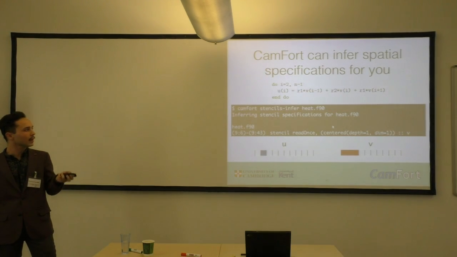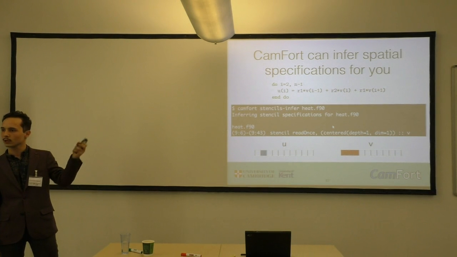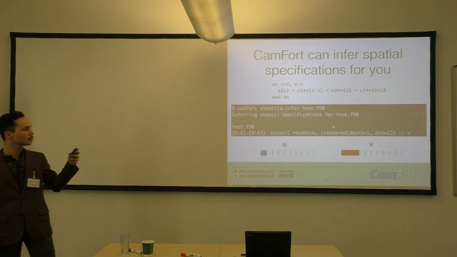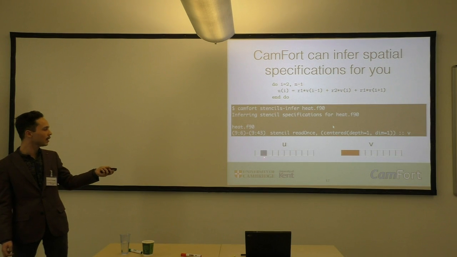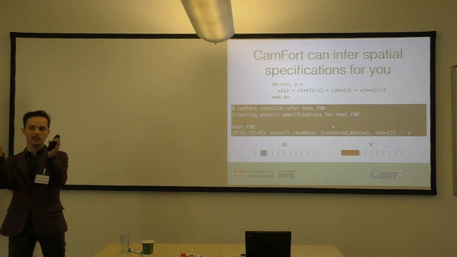So what can Canford do for you? You give this code in a file to the tool, which is Canford, and then you say stencils infer, which is the name of the command, and then give the file name, and it spits back this, and possibly this if you have multiple of them. Well, what it says is the central part is, pun unintended, centered, and what that says is that you are accessing this second point in a centered way, as in that you are symmetrical on both sides.